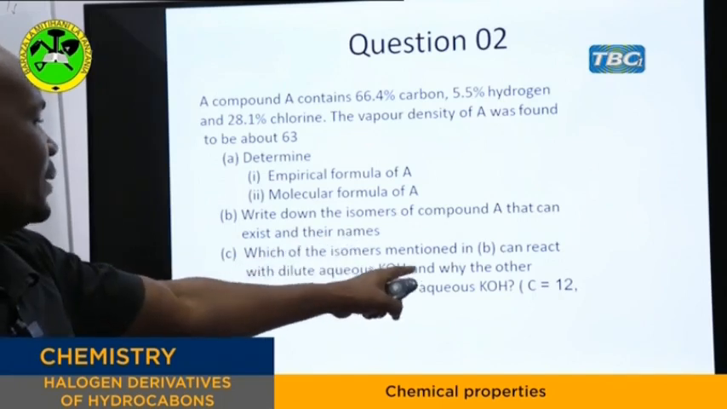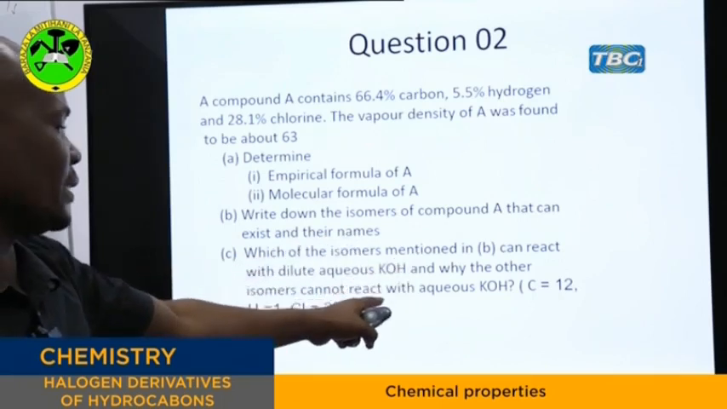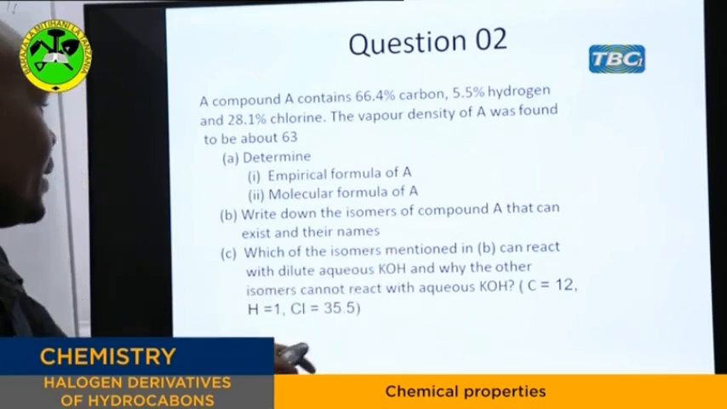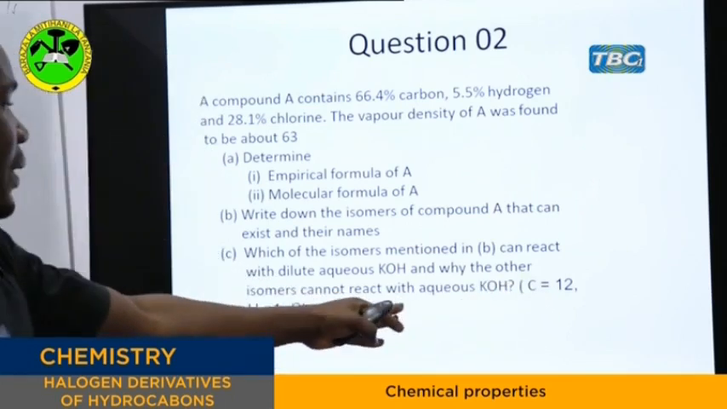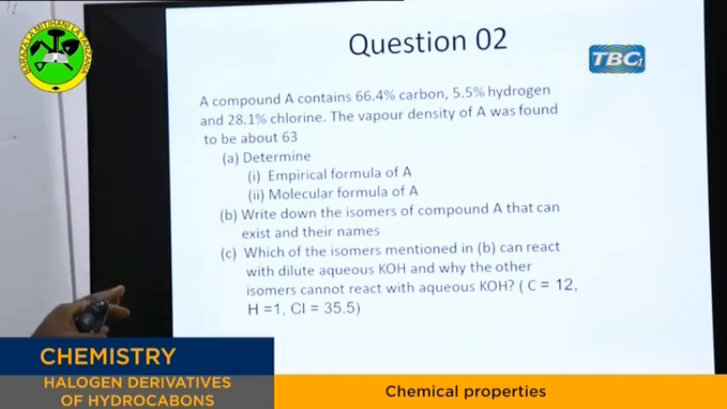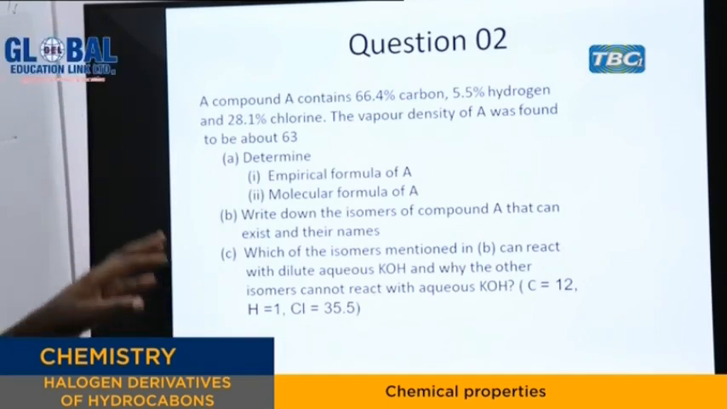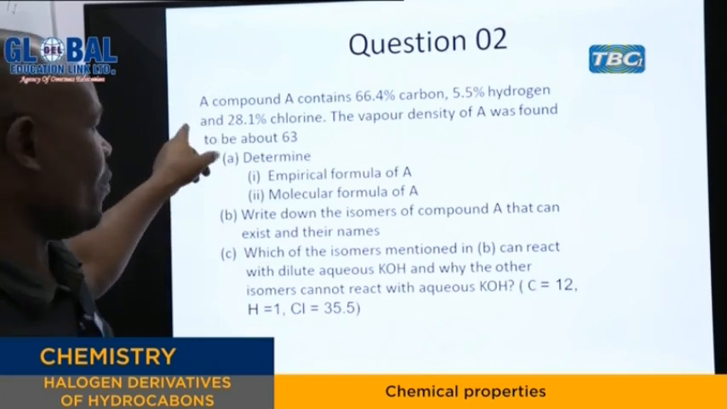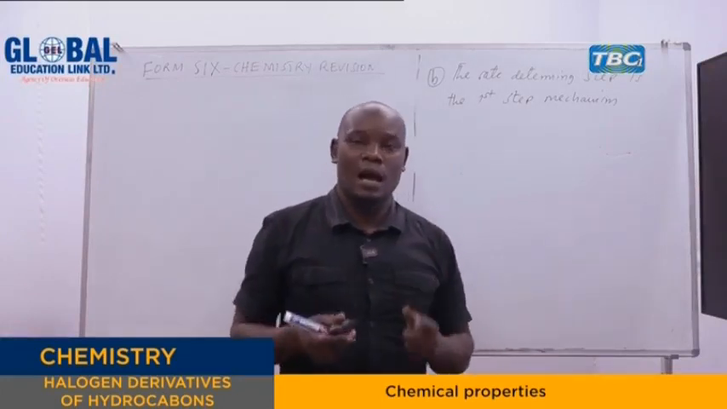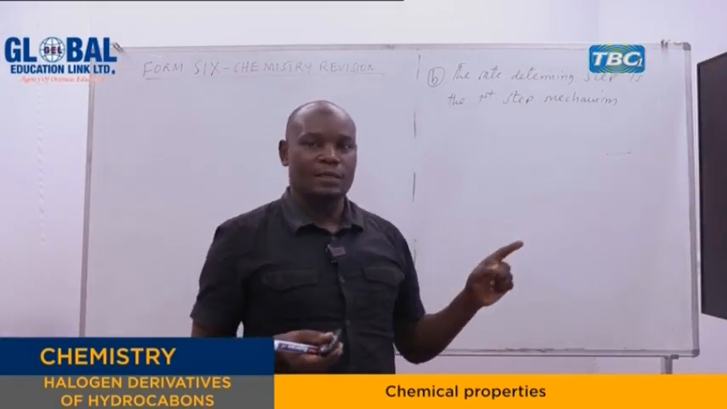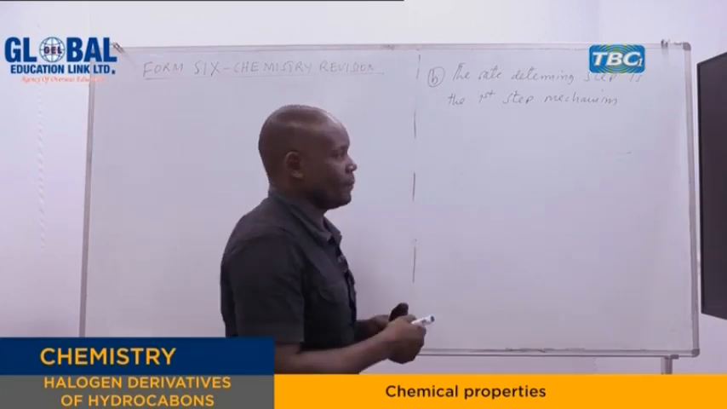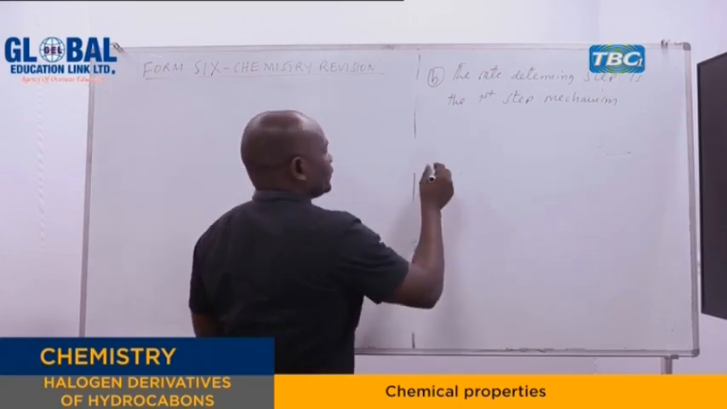Which of the isomers mentioned in B can react with dilute aqueous potassium hydroxide, and why can the other isomers not react with aqueous potassium hydroxide? You have been given the atomic mass of carbon, which is 12, hydrogen, which is 1, and chlorine, which is 35.5. Now, by just the highlights, our compound contains carbon, hydrogen, and chlorine, which means it is a haloalkane. So to answer the first part, let us construct a table.